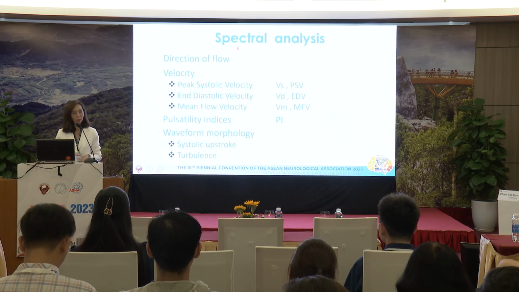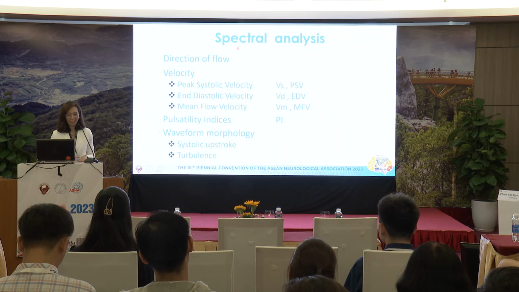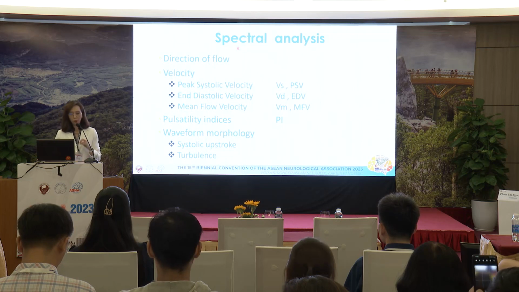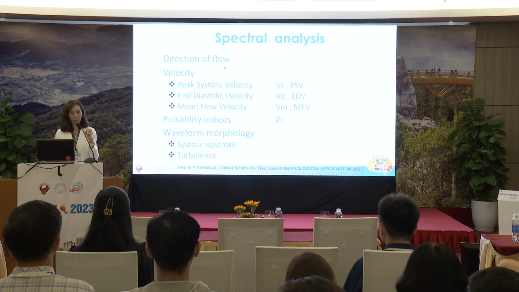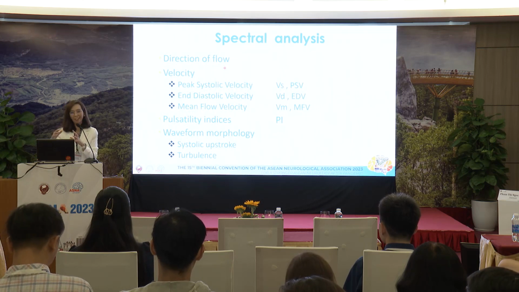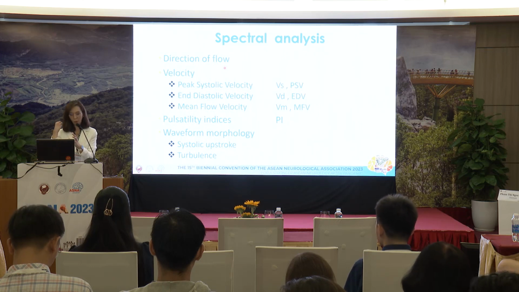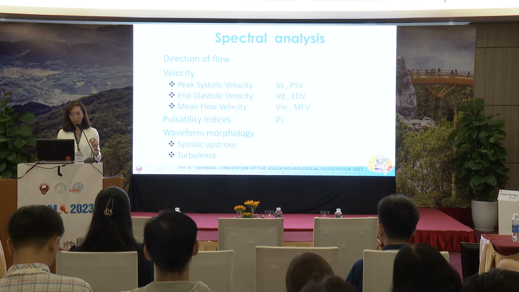So how can you interpret the result of the TCD findings? Of course we will look at the spectrum, right? We look at the direction of flow, whether it's going in the direction that it's supposed to go, like MCA should be coming towards the probe, ACA should be going away from the probe, those kind of things. And next is the velocity. We would measure the peak systolic velocity and the diastolic velocity, and we'll calculate the mean flow velocity. The machine would calculate it for us.